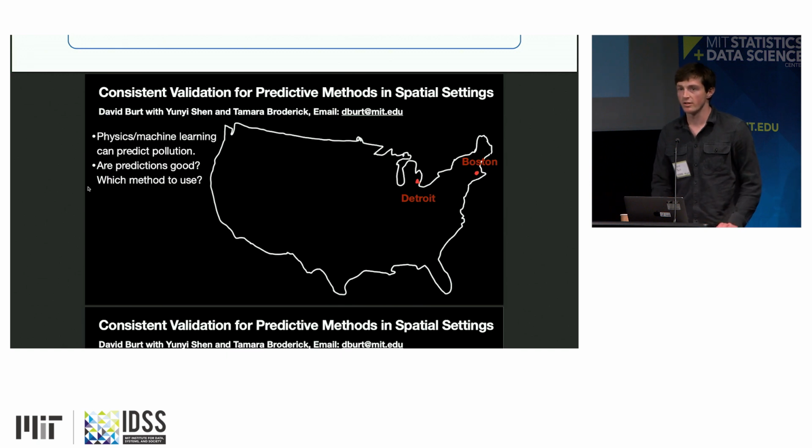And when we do validation, there's a couple questions we might want to answer. First, are the predictions being made by our method any good? And if we have a couple methods for making predictions, which method should we prefer to use?